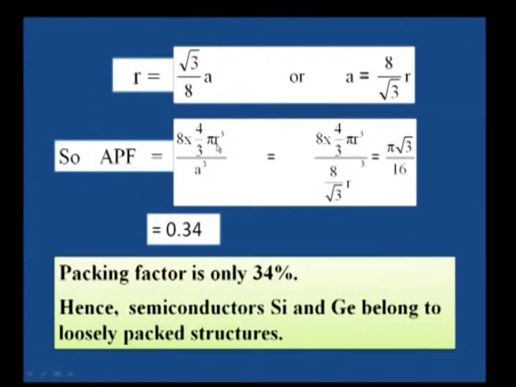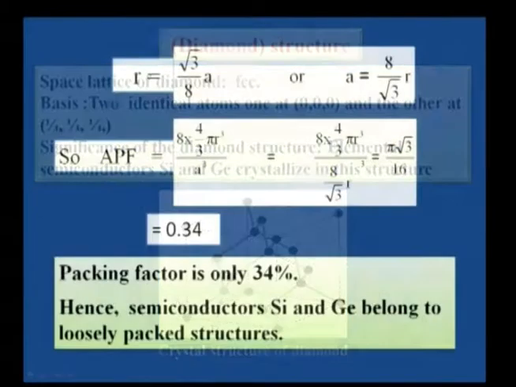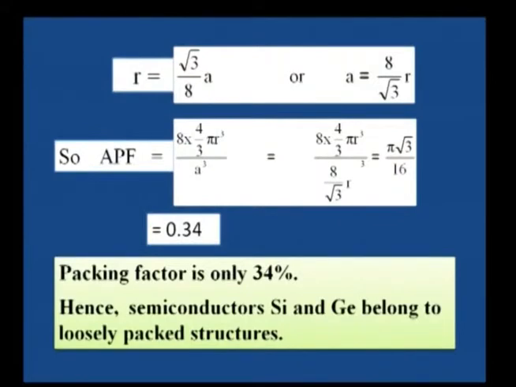And now, I have expressed r in terms of a; there is a relation connecting r and a. Now a will be equal to 8 by square root of 3 into r, that is coming here. So a cube will be this whole thing to the power of 3, that works out to be pi into square root of 3 by 16, that will be equal to 0.34, 34%. Even though it looks like a very complicated structure, or the atoms are so cramped, the atomic packing factor shows that only 34% of the cell volume is occupied by the atoms. So, what do you understand?